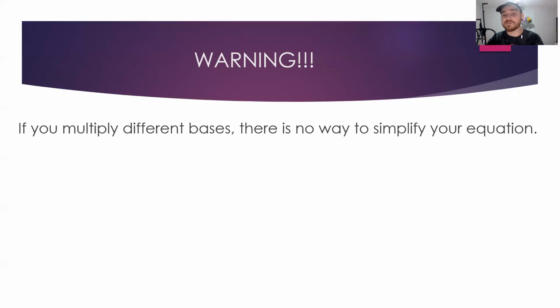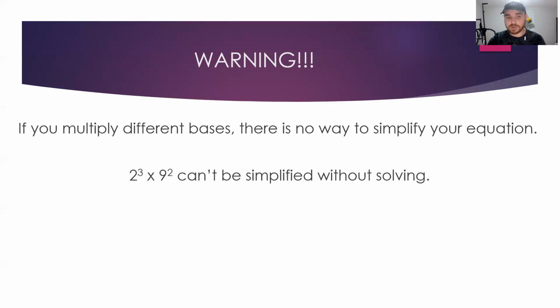If you multiply different bases, there is no way to simplify your equation. For example, 2 cubed times 9 squared cannot be simplified without solving it. The reason is, if we write this out, we have 2 times 2 times 2 times 9 times 9. We'll just make this a really big times sign. We can still put the 2 to the third back together, right? This is 2 to the third, this is 9 squared, but we can't combine those any further than we have.